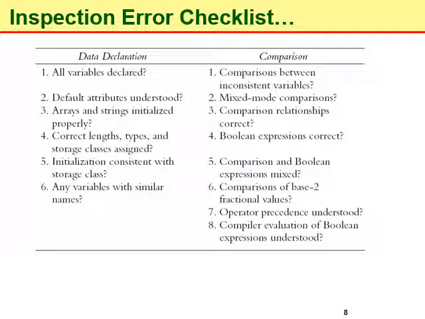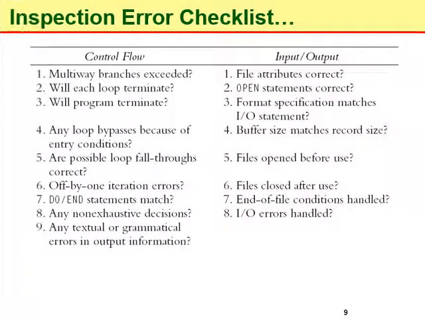Similarly, comparisons and Boolean expressions may be mixed. Similarly, for control flow, you may be interested in, for example, branching statements, just to know about the flow of control. Similarly, we may look at whether each loop will terminate. Will the program terminate? Does any loop get bypassed because of the entry conditions, and so on. Similarly, here is a list for input and output as well. For example, file attributes are correct. The open statements for opening files are correct. Similarly, format specification matches the IO statements, and so on.